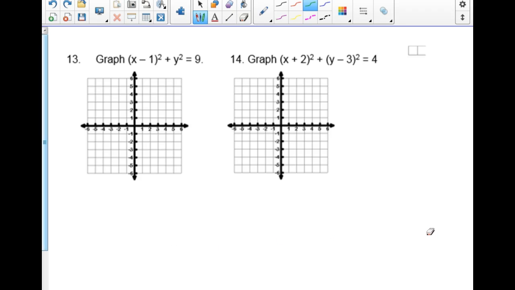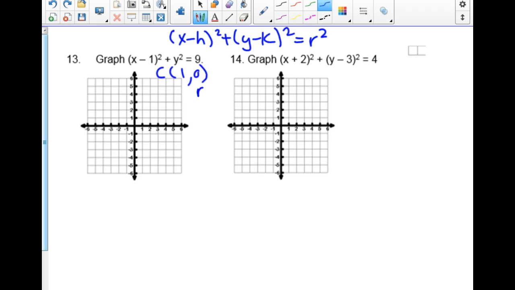Okay, this is on yours, right? This is your next thing? Okay, circles. May want to recall that the format for a circle in standard form is x minus h quantity squared plus y minus k quantity squared equals r squared, where h, k is the center of the circle and r is the radius. So this would have a center of 1, 0, and a radius of 3.